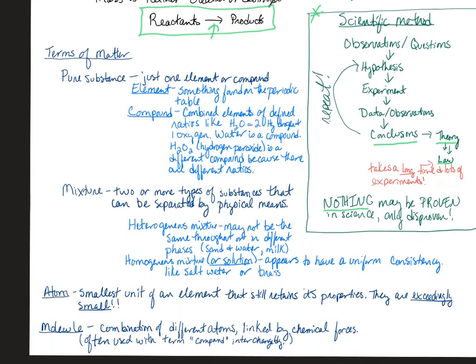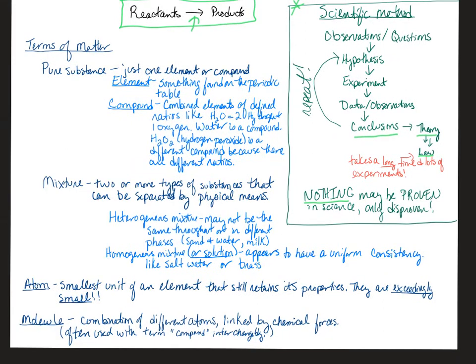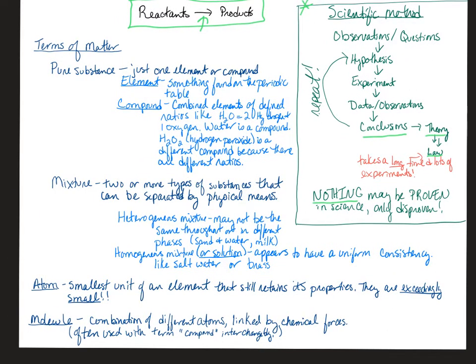Okay? So now let's go back over to the types or terms of matter over here. The first type of matter is something called a pure substance. This just means there's just one thing there. So one element or one compound is present. An element is something that's found on the periodic table. I love ptable.com. If you haven't checked that out before, check it out. We'll also talk about that later as we go on.